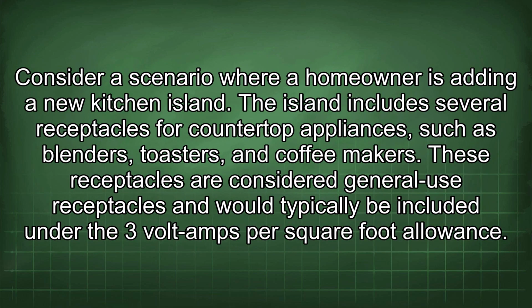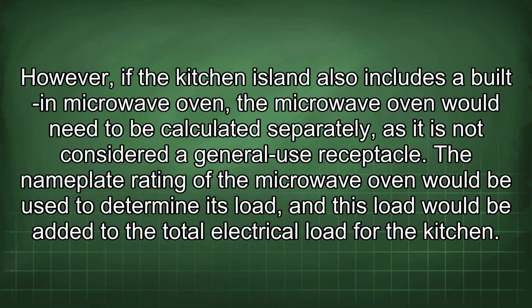Consider a scenario where a homeowner is adding a new kitchen island. The island includes several receptacles for countertop appliances, such as blenders, toasters, and coffee makers. These receptacles are considered general use receptacles and would typically be included under the 3 volt amps per square foot allowance. However, if the kitchen island also includes a built-in microwave oven, the microwave oven would need to be calculated separately, as it is not considered a general use receptacle. The nameplate rating of the microwave oven would be used to determine its load, and this load would be added to the total electrical load for the kitchen.